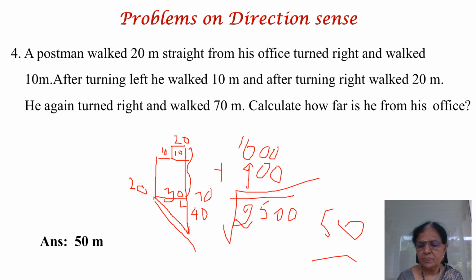So you're finding the length of the hypotenuse, which is 50, which is the distance from his office till the last point he reached. So this 50, everything is in meter, right? So answer is 50 meters. You got it?